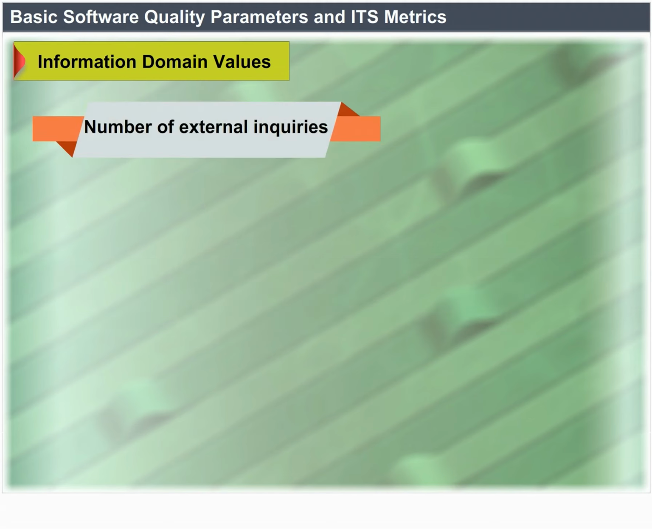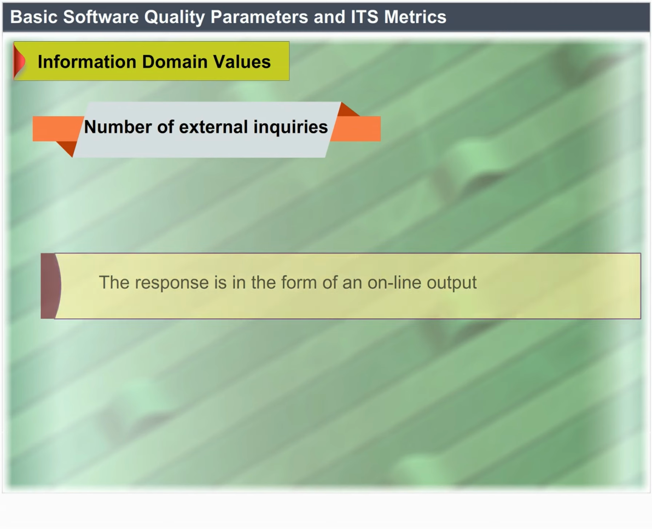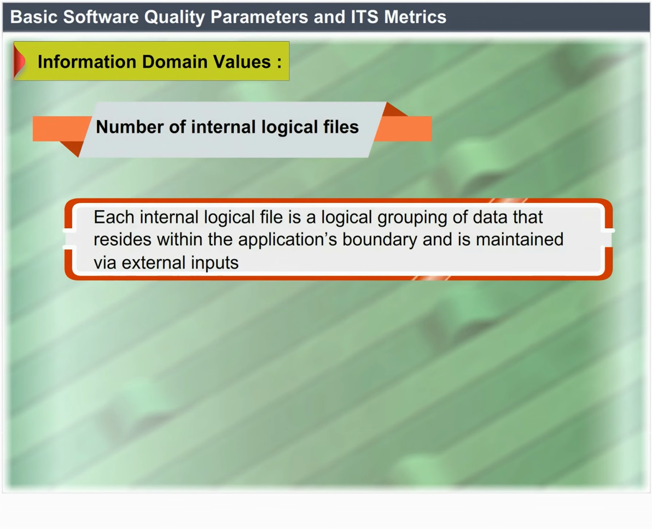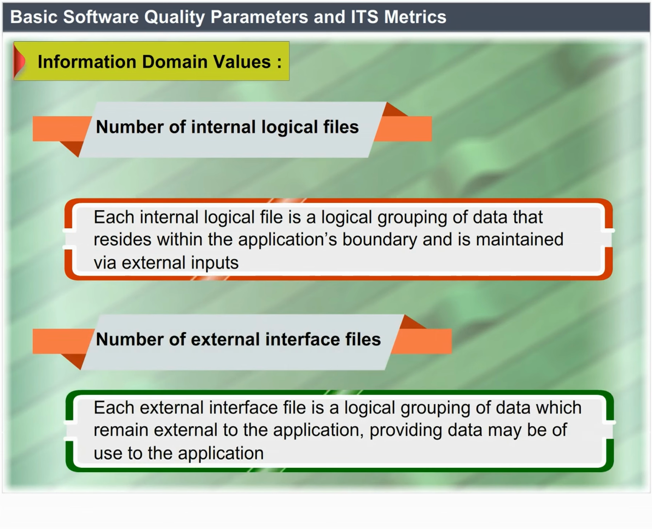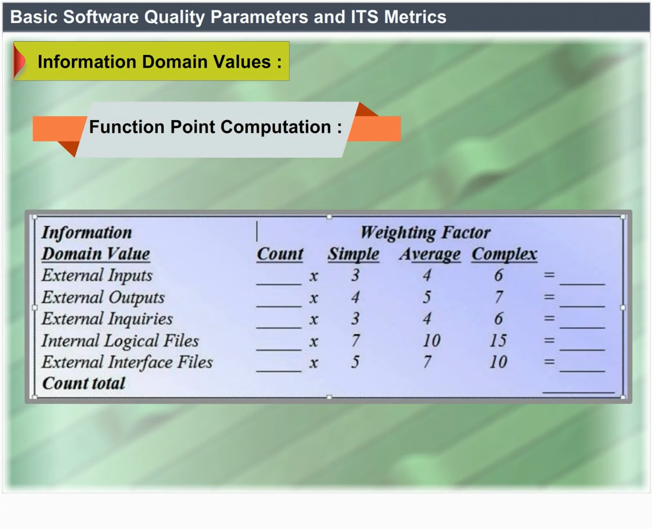Number of external inquiries: an external inquiry is defined as an online input that results in the generation of some immediate software response. The response is in the form of an online output. Number of internal logical files: each internal logical file is a logical grouping of data that resides within the application's boundary and is maintained via external inputs. Number of external interface files: each external interface file is a logical grouping of data that resides external to the application but provides data that may be of use to the application. Function point computation: please refer to the statement on screen.